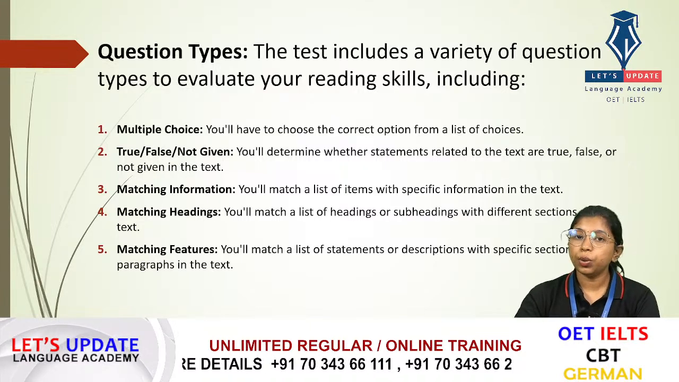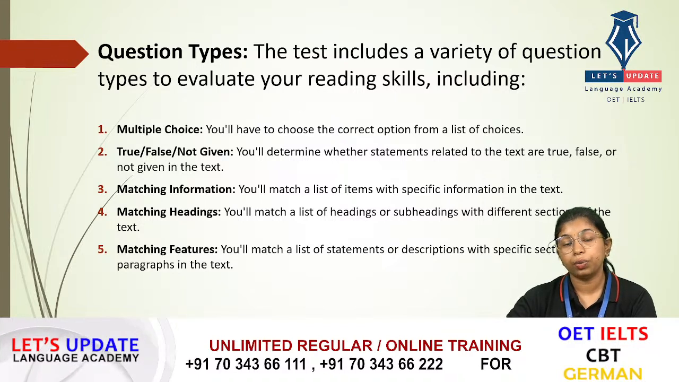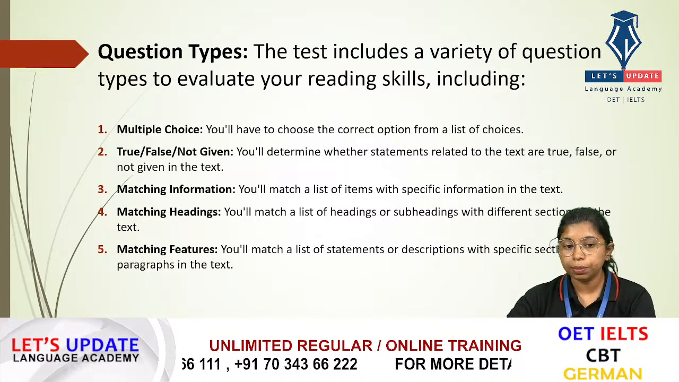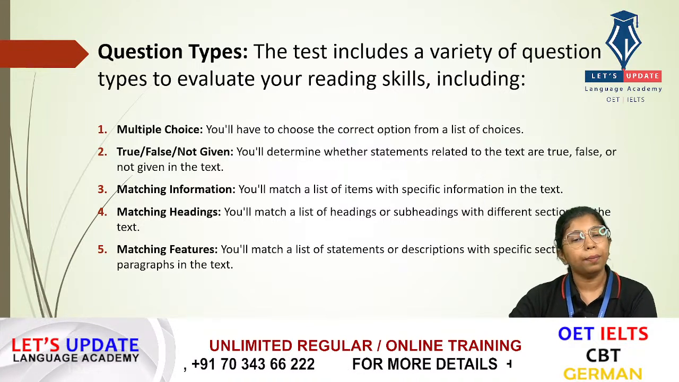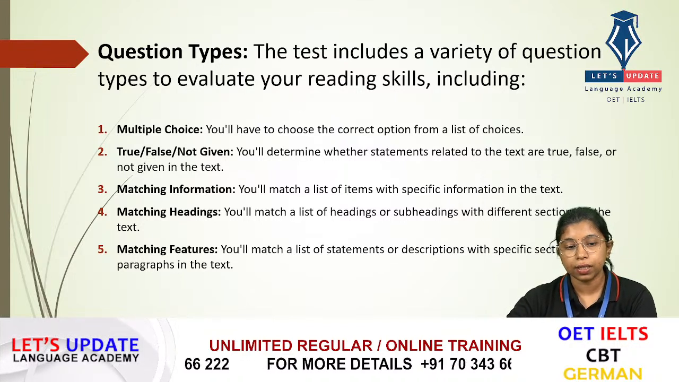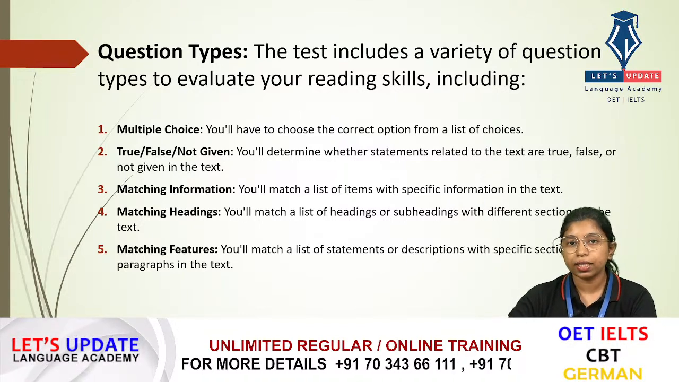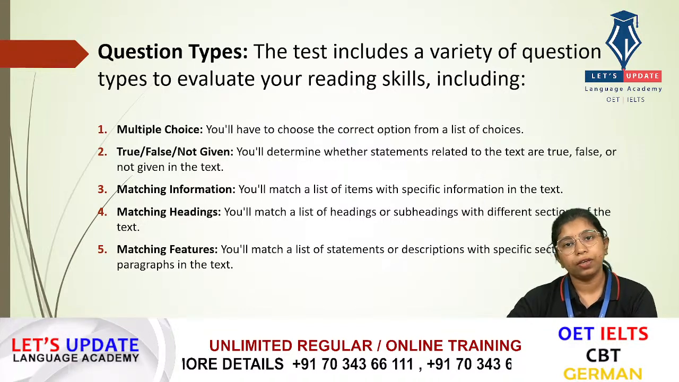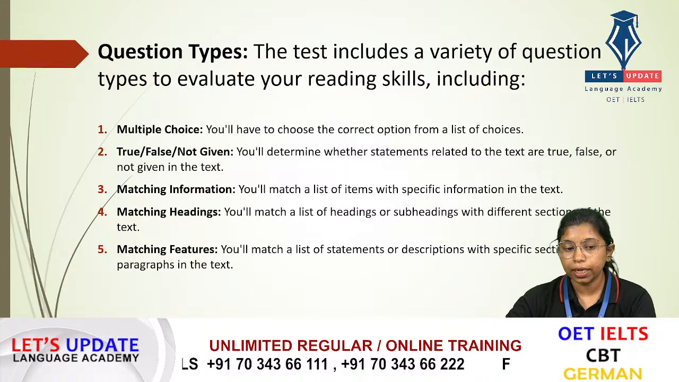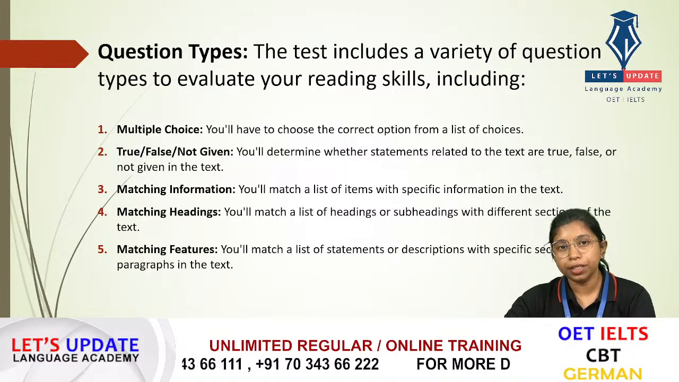Okay. So moving to the different question types, we have already covered all these types in detail and done examples also, but I'll repeat it once again for the newcomers. We have a variety of question types to evaluate your reading skills. The question types are multiple choice questions: multiple choice with multiple answers and multiple choice with a single answer. You have to choose the correct option from the list of choices, and always keep in mind that they'll discuss all 3 or 4 options given there. So you have to choose correctly. Multiple choice is the most difficult task people find when it comes to the reading test.